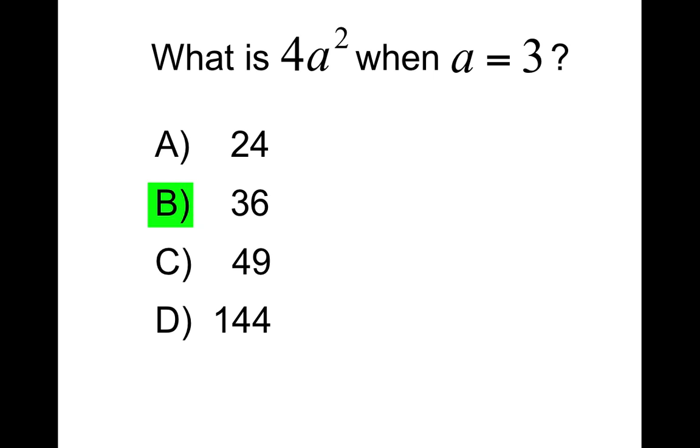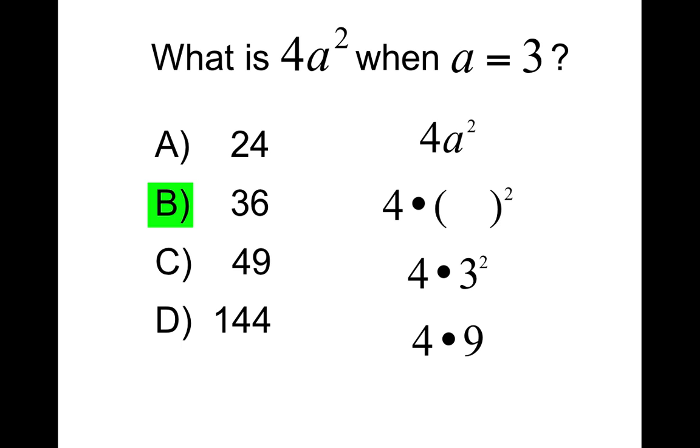When a is 3, 4 times a squared is 36. We substitute in a 3 for that a, right there. Should we multiply first or do that exponent first? If you remember your PEMDAS or however you remember it, we evaluate exponents before we multiply. So we'll evaluate the 3 squared first, and then 4 times 9 is 36.